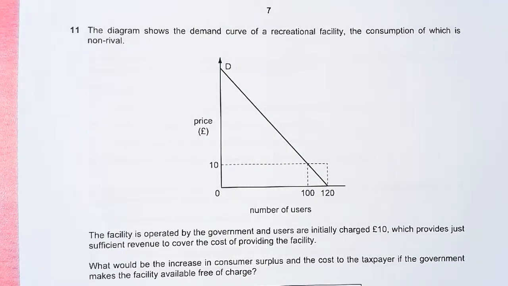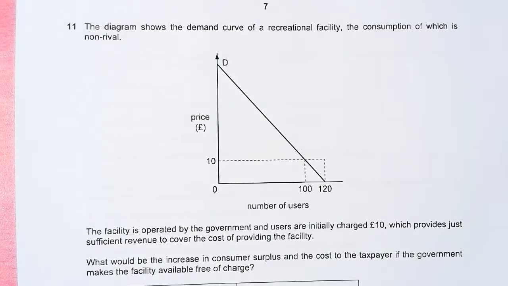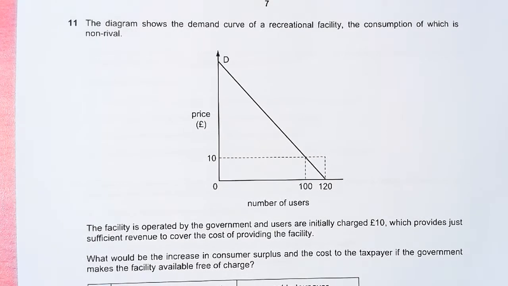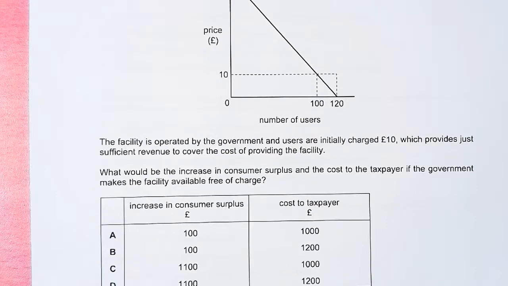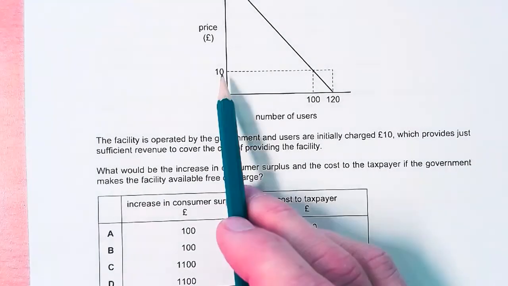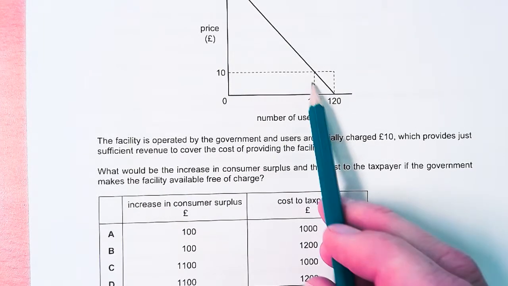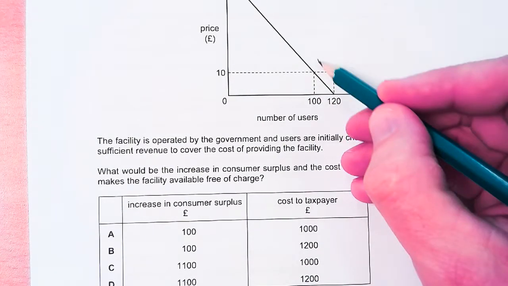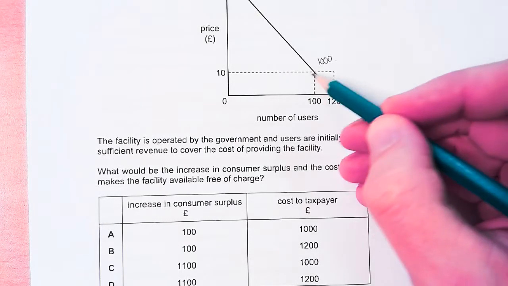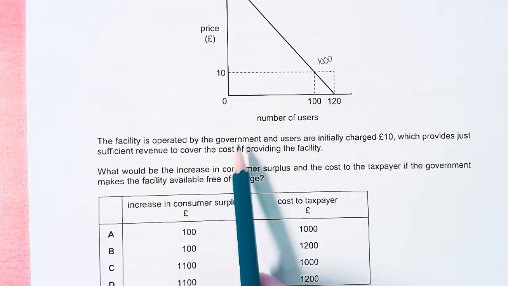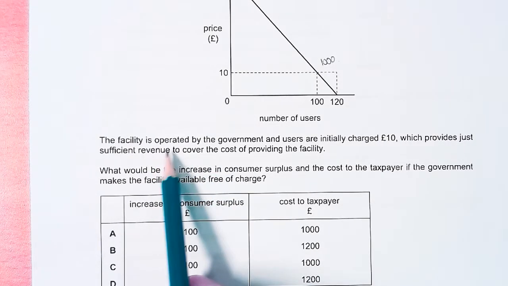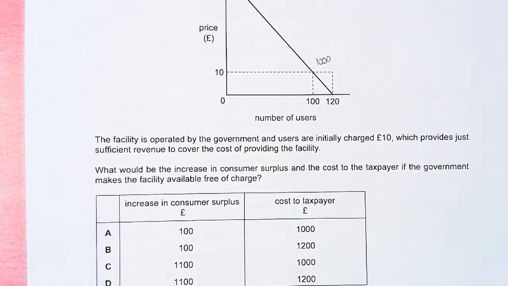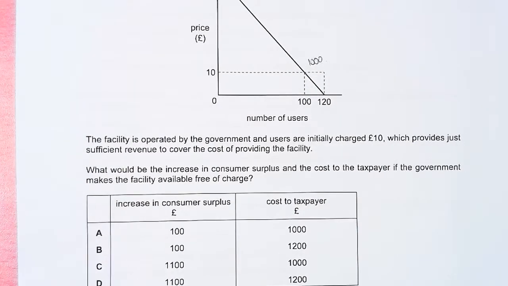Right, next one. The diagram shows the demand curve of a recreational facility, the consumption of which is non-rival. Okay, right, so we can see we've got this demand curve, we've got the price, we've got £10 multiplied by the current use would mean that we've currently got £1,000, which would be received by the government. So the facility is operated by the government and users are initially charged £10, which provides just sufficient revenue to cover the cost of providing the facility.